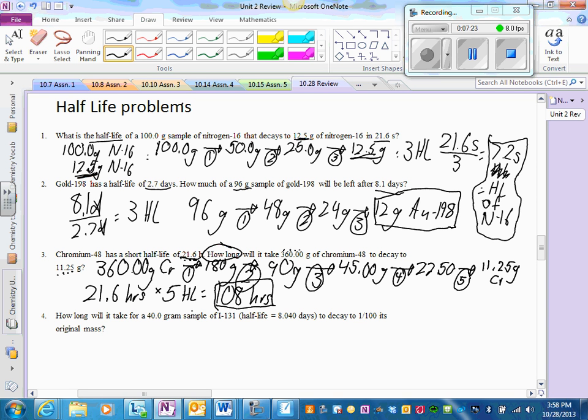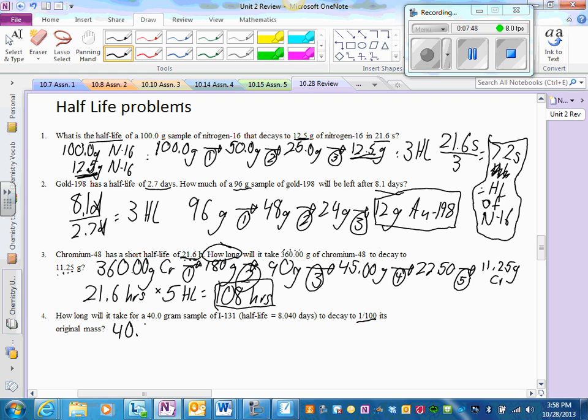Okay, last question. It says, how long will it take for a 40-gram sample of iodine-131, half-life of 8.040 days, to decay to 1/100th of its original mass? So we haven't learned the math to calculate a fraction like this, so we're just going to go ahead and do an estimate.